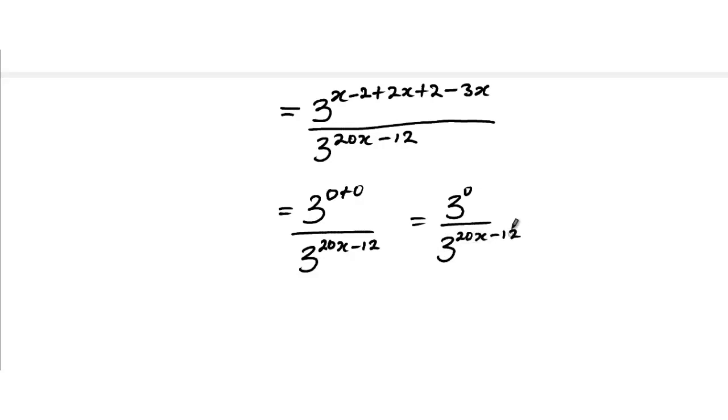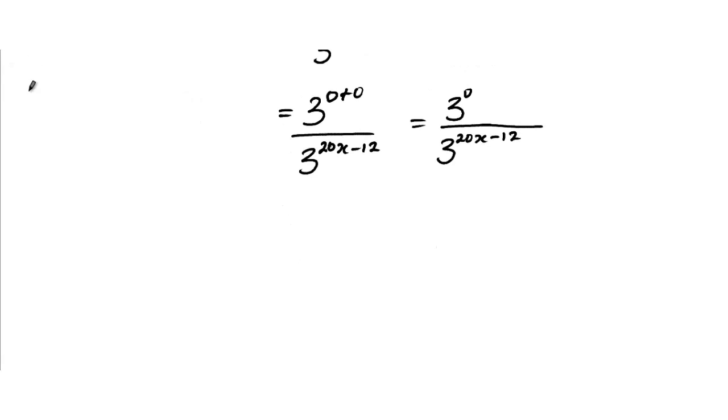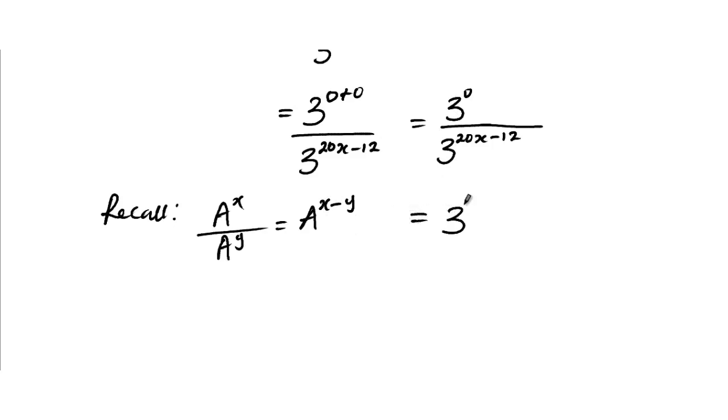Now, from the law of indices again, we need to recall that a raised to power x over a raised to power y is the same thing as a raised to power x minus y. So that implies that this particular 3 raised to power 0 can be written as 3 raised to power 0 minus, then open bracket, 20x minus 12.